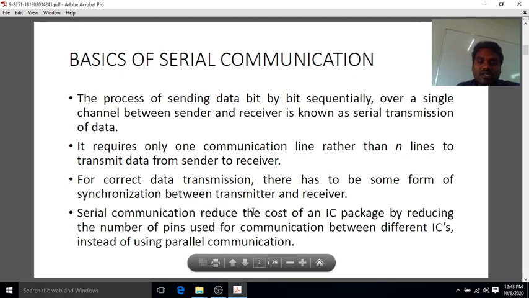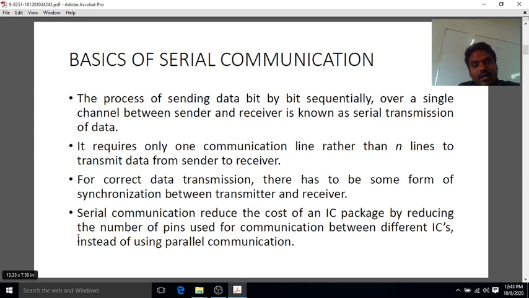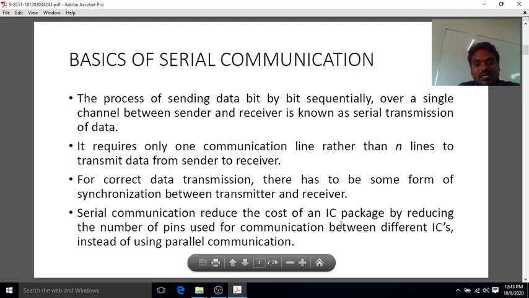Serial communication reduces the cost of an integrated IC package by reducing the number of pins used for communication between different ICs, instead of using parallel communication. Already we discussed this: serial communication reduces the hardware required in parallel communication. In parallel communication, we know that it requires n transmission lines for transmitting n bits of data, so it requires more power. It has more power consumption because the channels are more, so the power required for transmission of the data from source to destination is more.